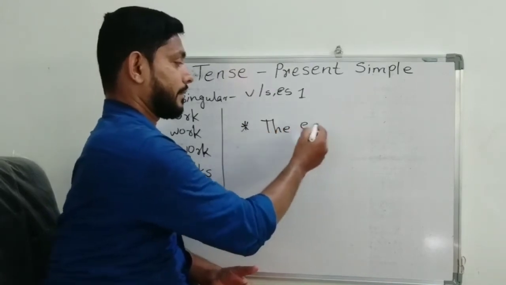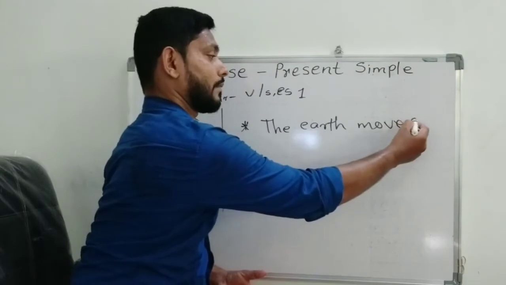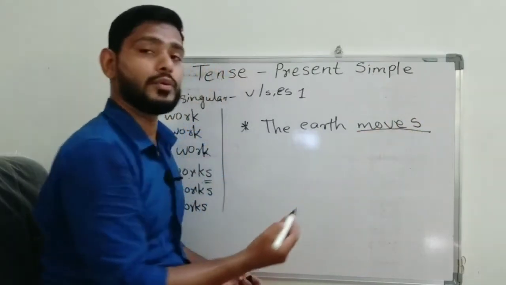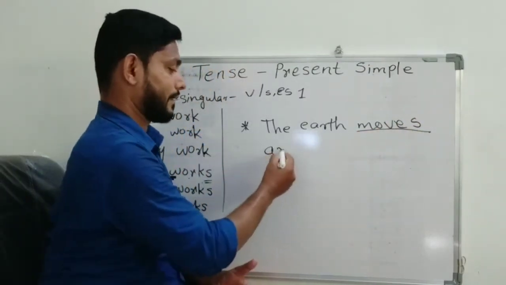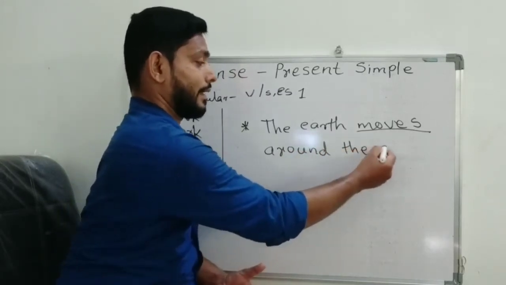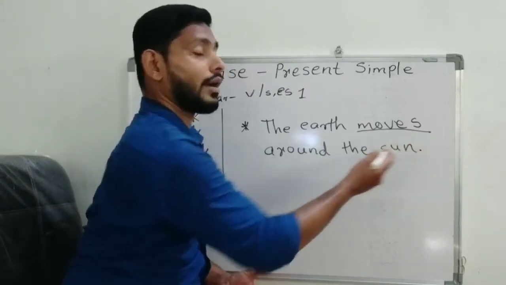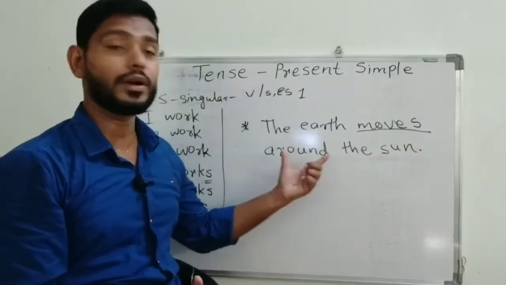The earth moves around the sun. So what type of sentence is this? Yeah, it is a sentence in simple present, and it talks about a general truth.